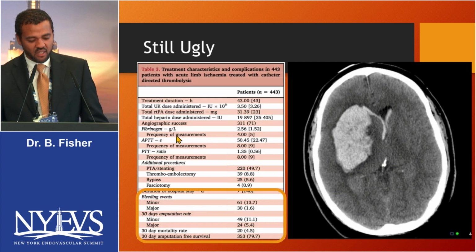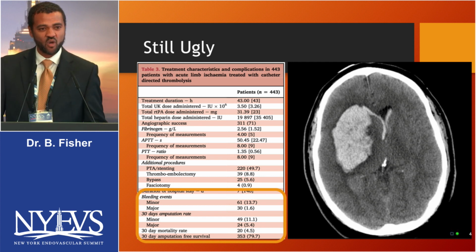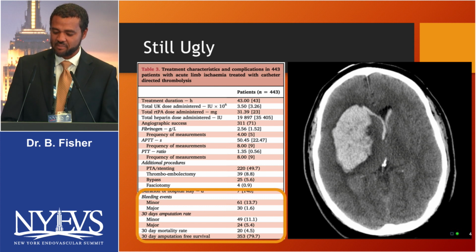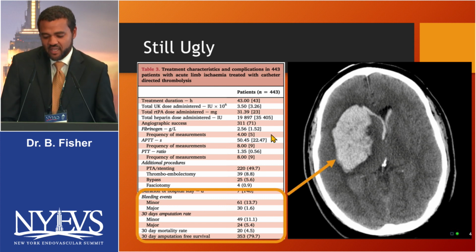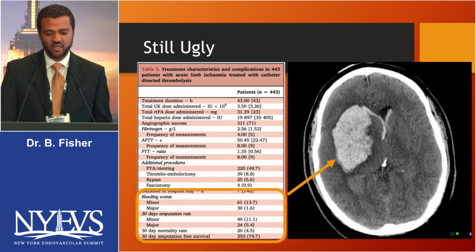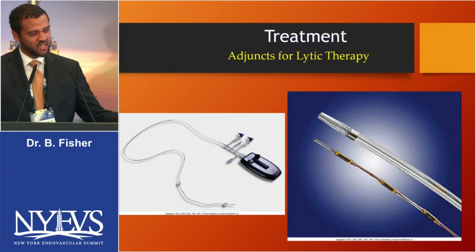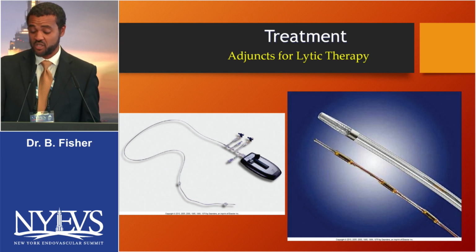So again, it's still ugly. When you look at major and minor bleeding rates, you take that 1% of patients that has a major bleeding episode, that's a devastating complication, and again, something that we obviously want to try and avoid. So here are some other adjuncts. We talked about AngioJet and other lytic therapy that can be used as adjuncts with TPA.